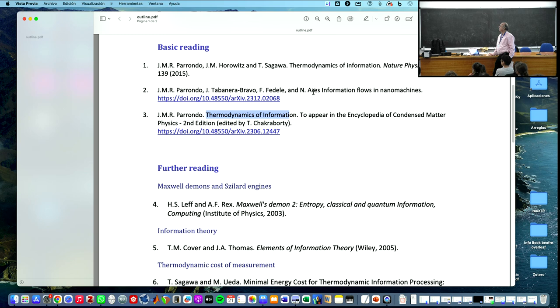And this one, information flows in nanomachines, is a review, but pedagogical. These three papers try to be pedagogical, I mean, easy to read, or at least self-contained. Well, the whole thing is not easy to read, and the part on information flows is more advanced, but people are now using it a lot to understand molecular motors in biology and nanomachines, to interpret those machines as Maxwell demons. So this is what we will study next week. With these three papers, everything is covered.